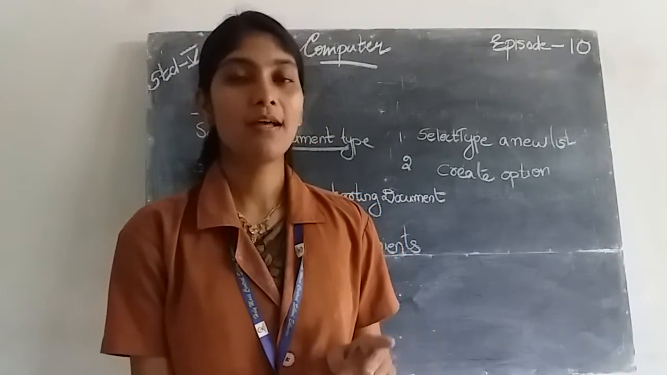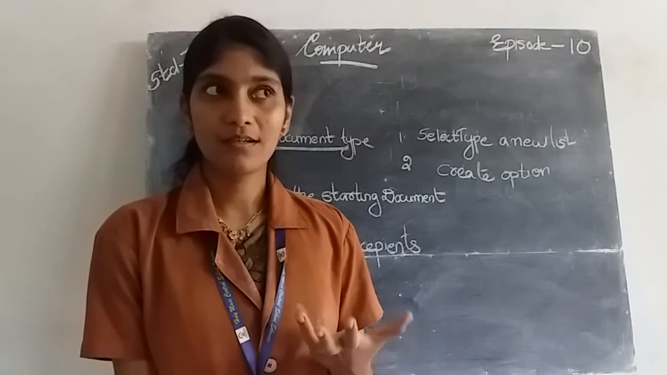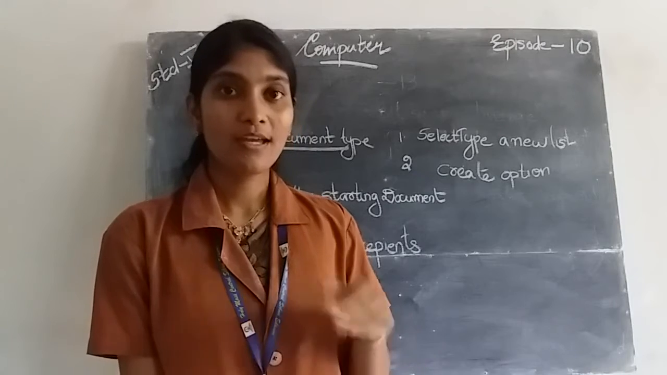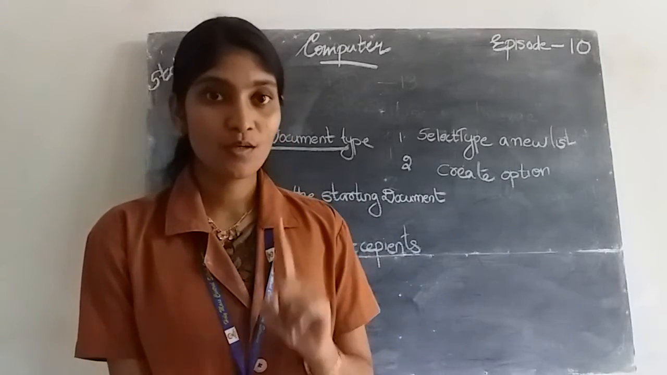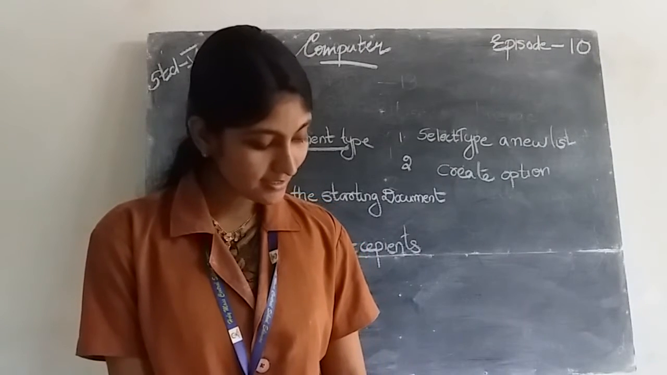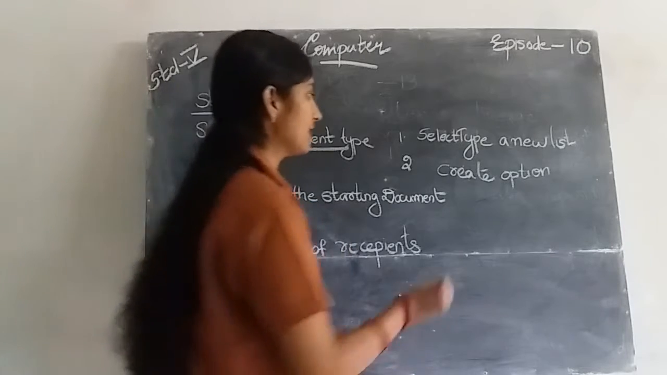When we click the Create option, a dialog box appears that contains some fields like first name, last name, address, city, etc. If you want to add any other field to that list, you can go to the Customize Columns button. That is the next step.